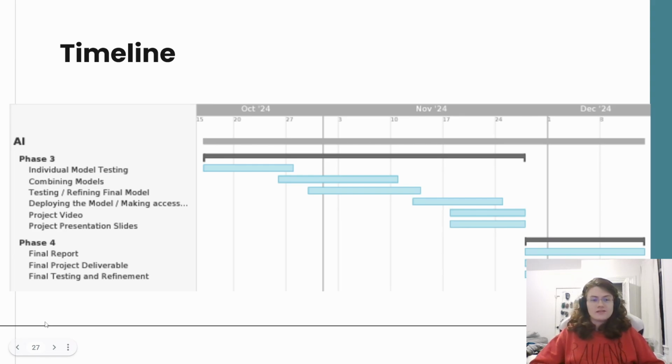Now, speaking of that, this is our timeline going forward. So we've finished up testing individual models. We're going to start combining them, and we're going to start seeing how they can work together. And then we'll spend most of the rest of the term working on our contribution, our combined model. And I really, really cannot wait to see what we learn.